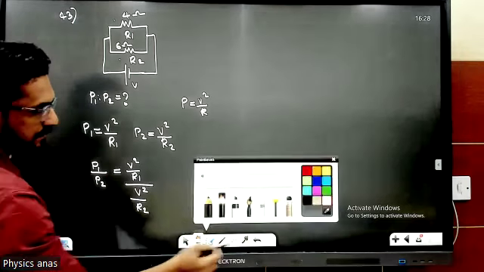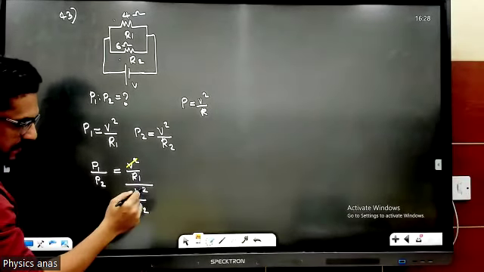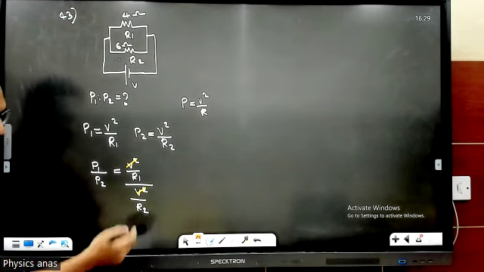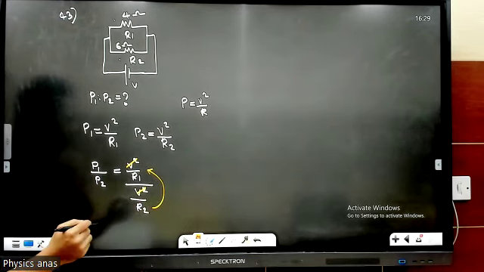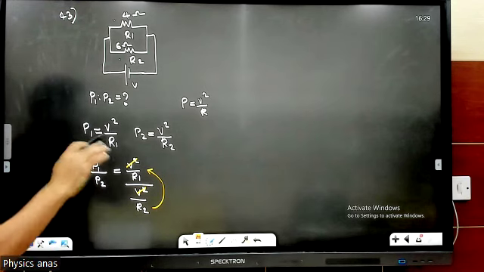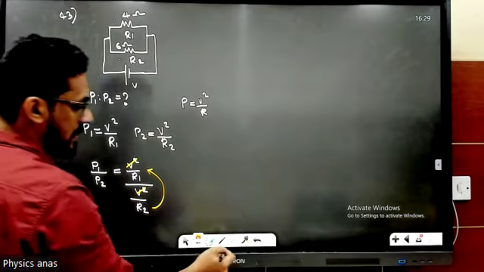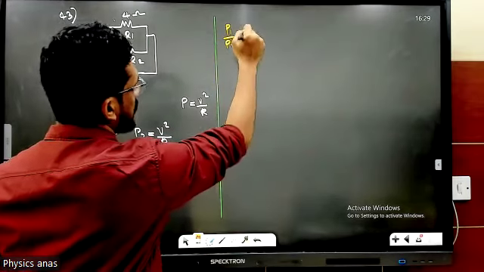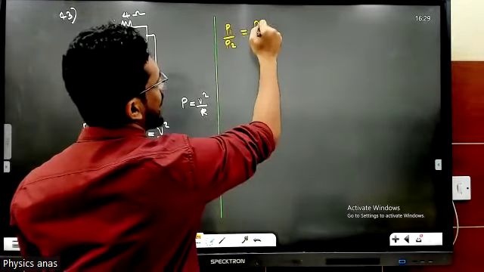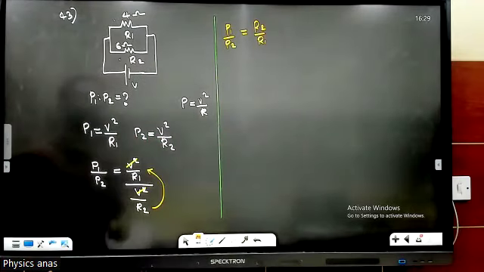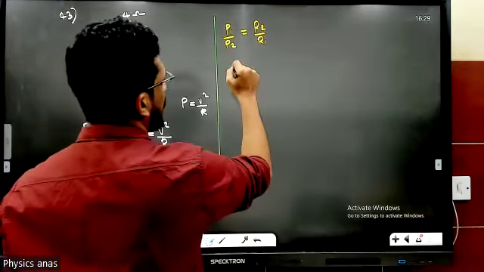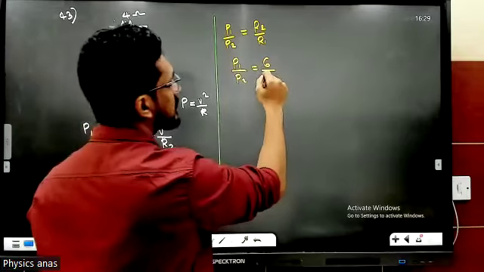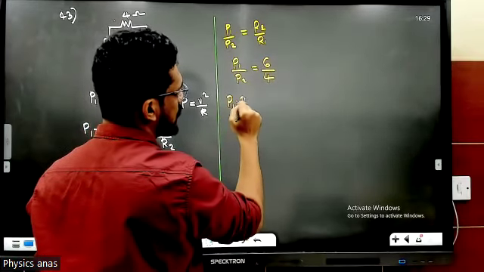Now what will happen here? This V square is gone, since V square is on the top in both the terms. R2 will be coming to the top. So P1 by P2 is equal to R2 by R1. What is R2? R2 is 6 ohm, divided by R1, that's 4 ohm.